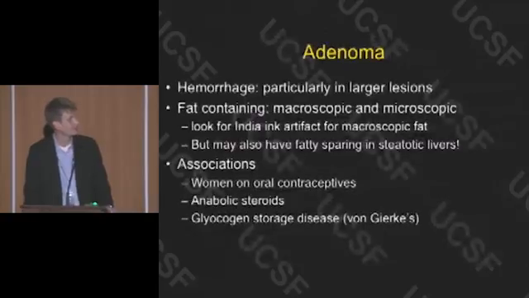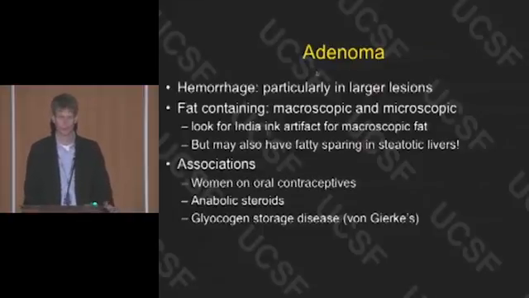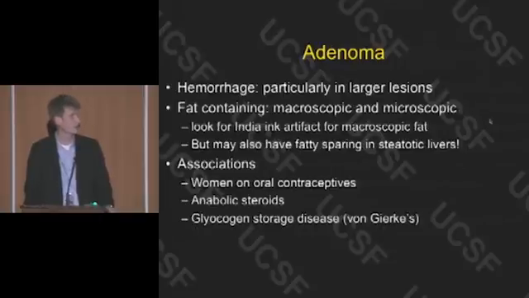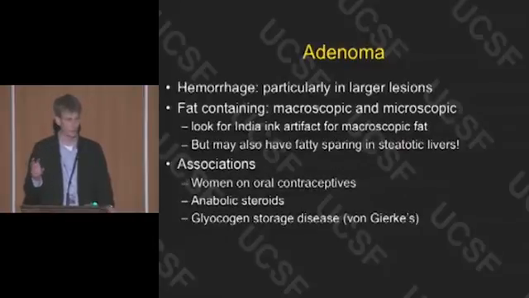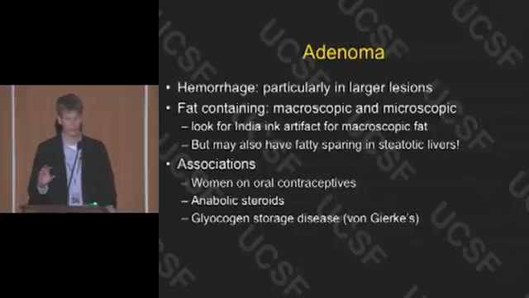Okay, adenoma, the other correlate to the FNH. So adenomas, obviously similar patient population in some cases, right? Women with oral contraceptives, but it can also be associated with men who are taking anabolic steroids or glycogen storage disease. The key here to a certain extent is hemorrhage and the fact that they contain fat. They can contain both macroscopic and microscopic fat. So macroscopic fat, you're going to see the India ink artifact surrounding a lobule of macroscopic fat. Microscopic fat is going to look like signal loss on your opposed-phase, so they're going to have slightly different appearances. Just keep that in mind.